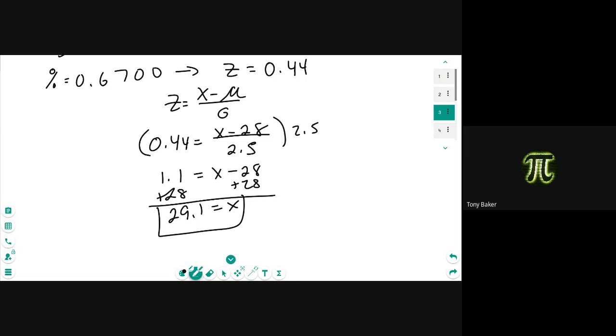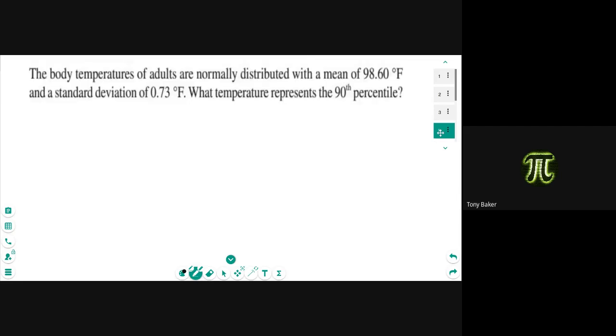All right, does that make sense? So sometimes we can go backwards too. All right, let's look at this one. Body temperatures of adults are normally distributed with a mean of 98.6 and a standard deviation of 0.73. What temperature represents the 90th percentile?